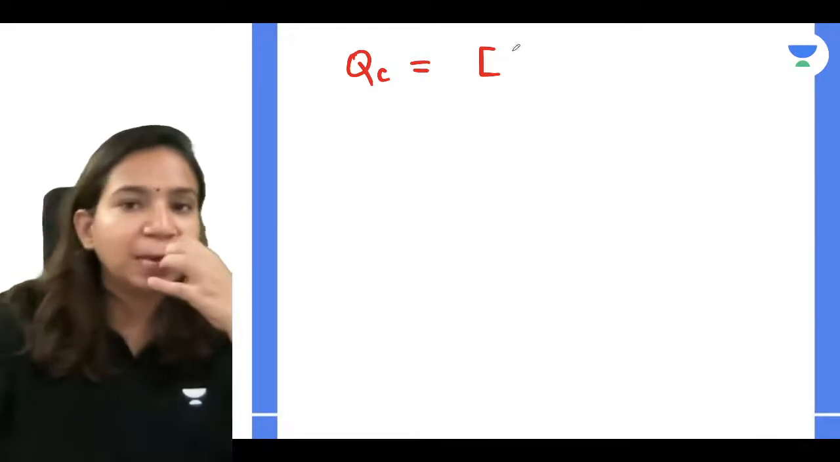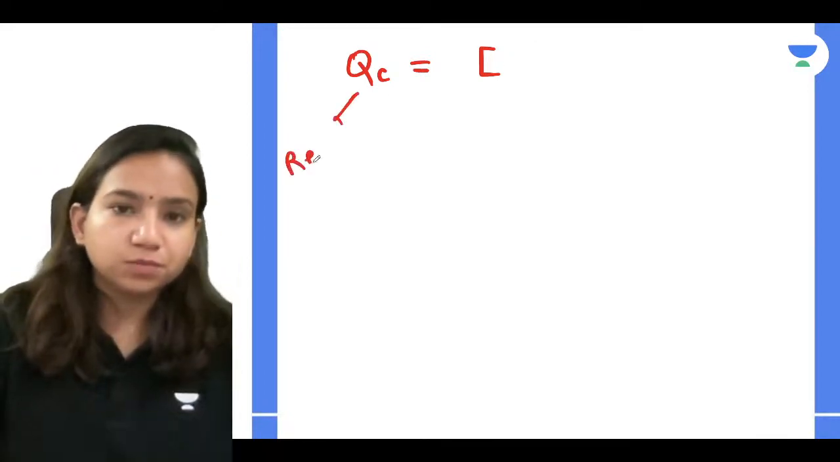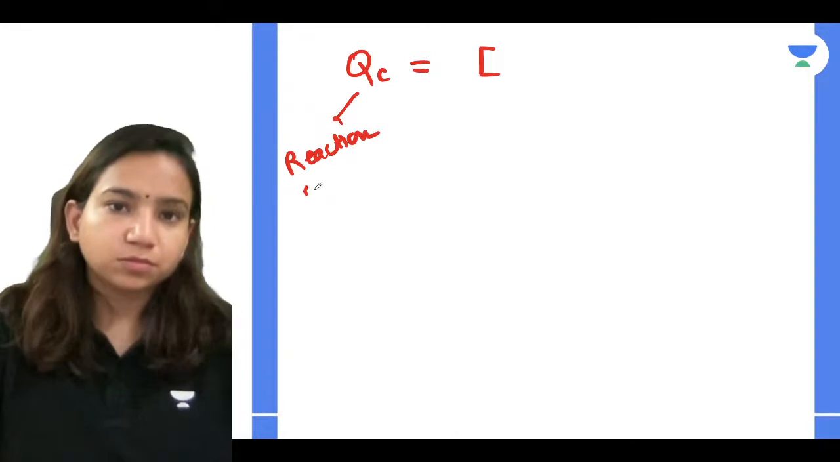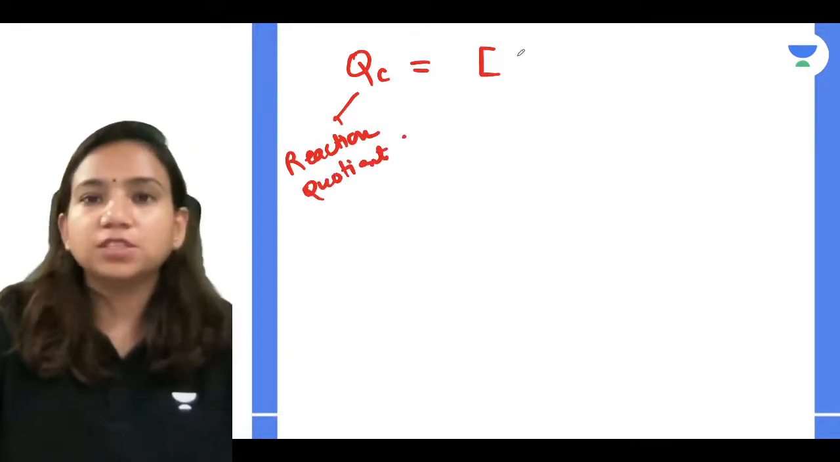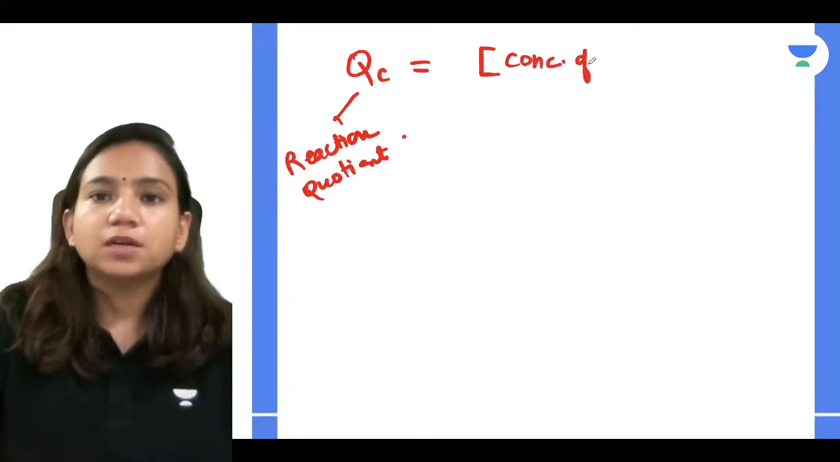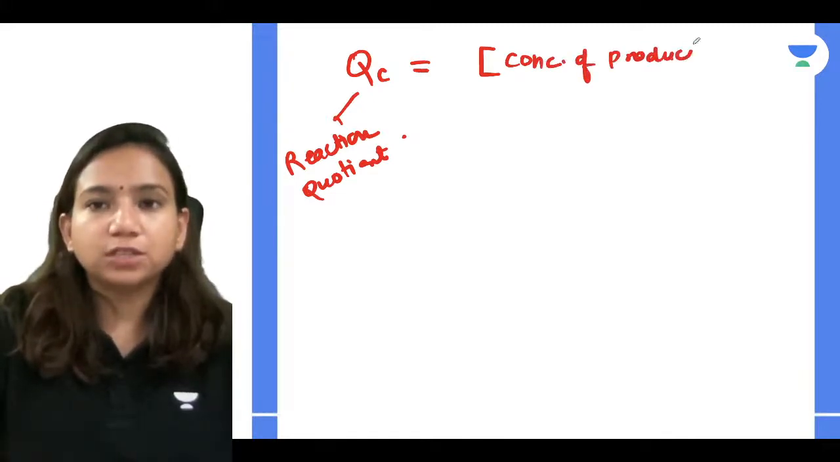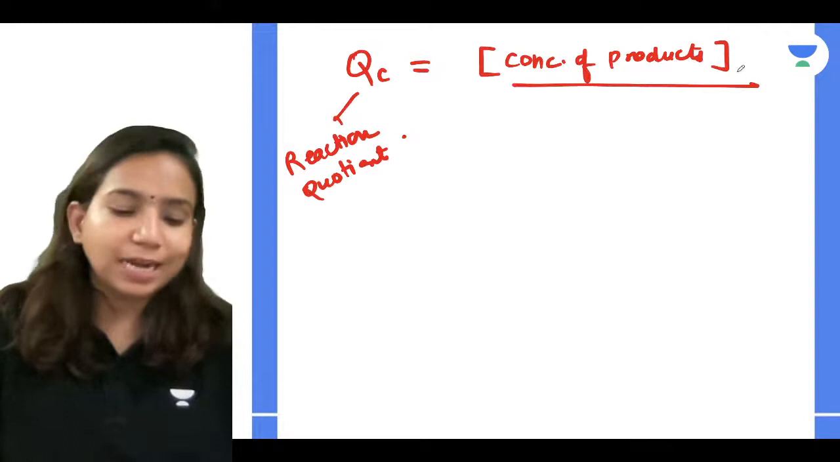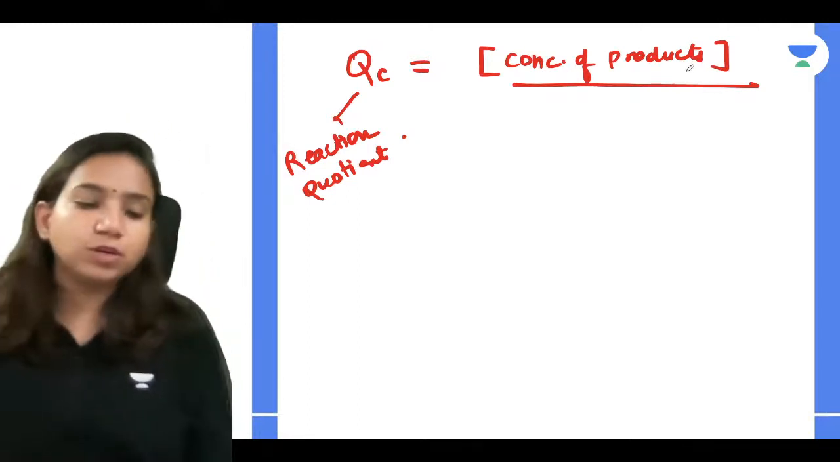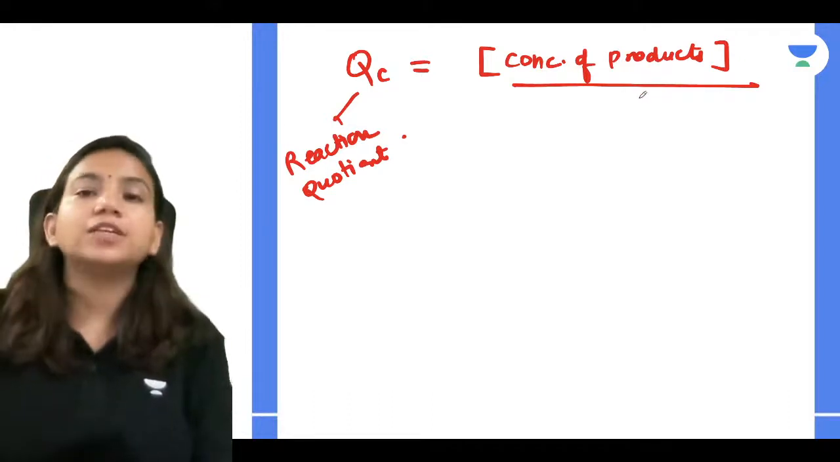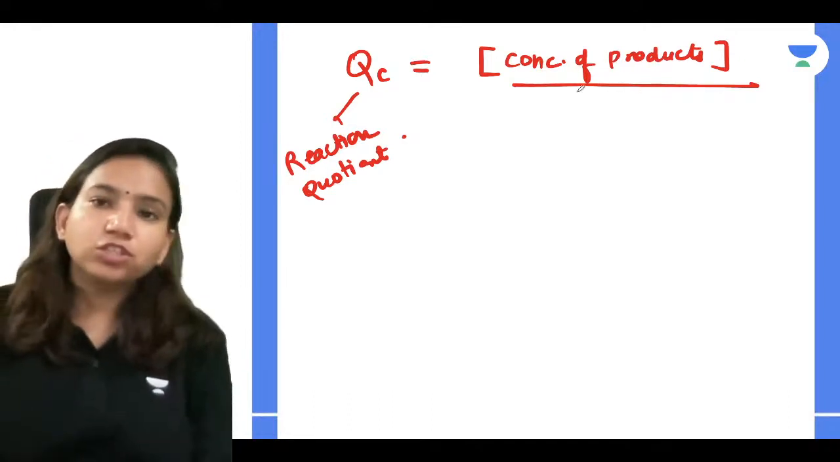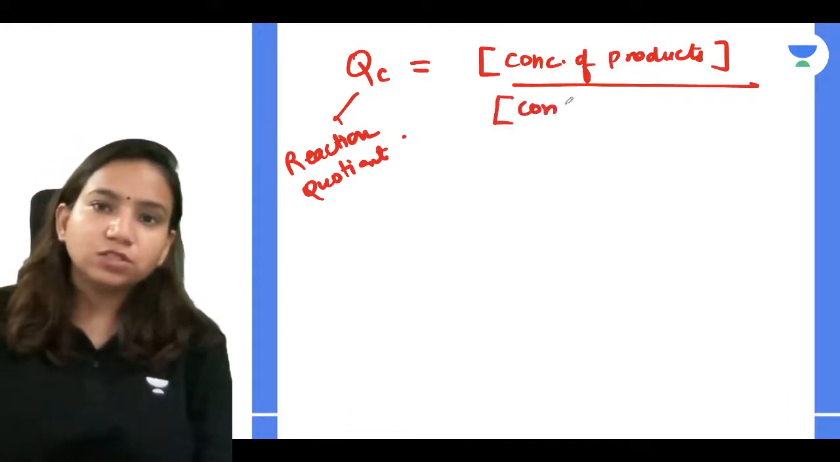So Qc is the reaction quotient, which is nothing but the concentration of products divided by the concentration of reactants. This is at any point other than equilibrium. So in a reaction, at any point other than equilibrium, you can define the reaction quotient: concentration of products divided by concentration of reactants.